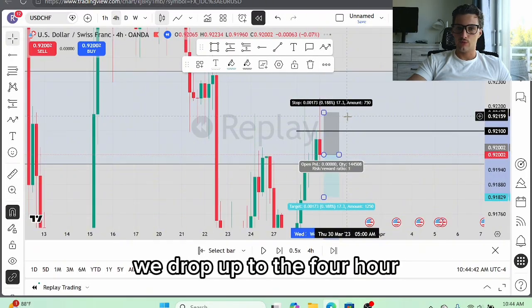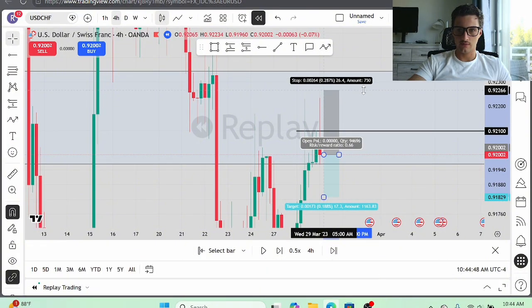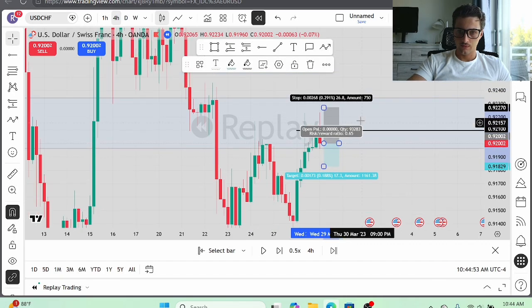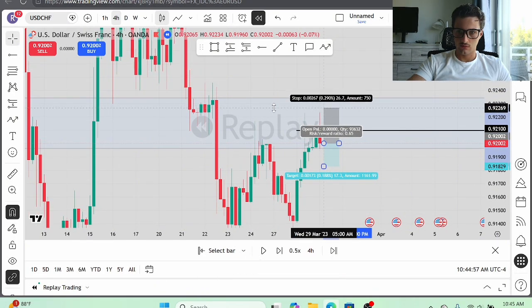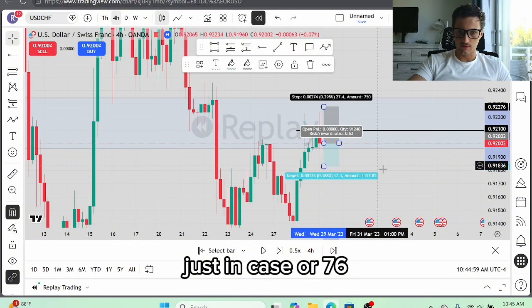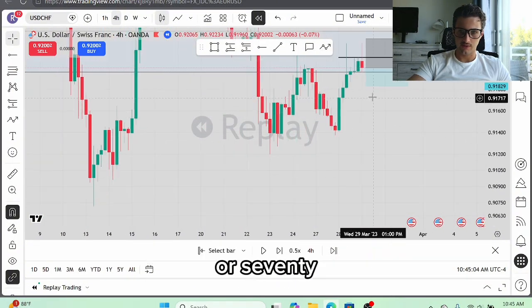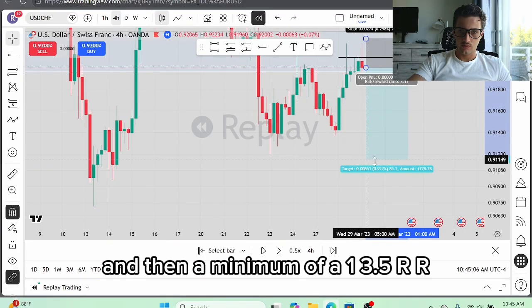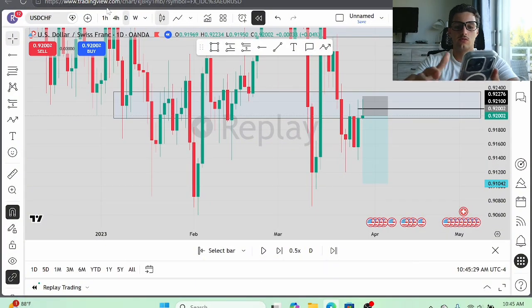We go up to the 4 hour. We put our stop loss above the 4 hour liquidity grab in the 70s. Actually, no, I don't want to do a round level. Let's do like 73, or 76, I like that better, just in case a wick wants to hit 75 or 70. And then a minimum of a 3.5 RR. And then we take our pictures.